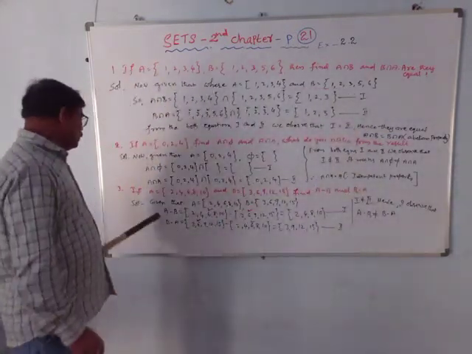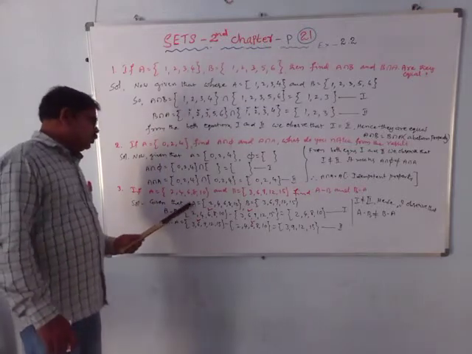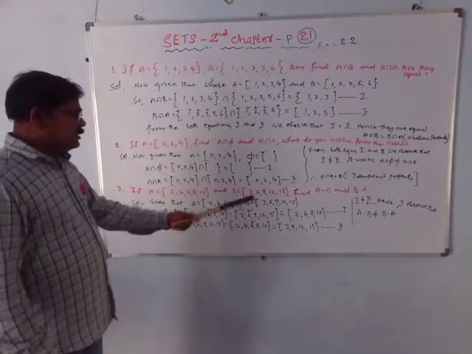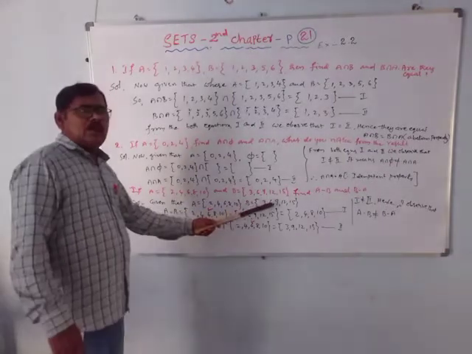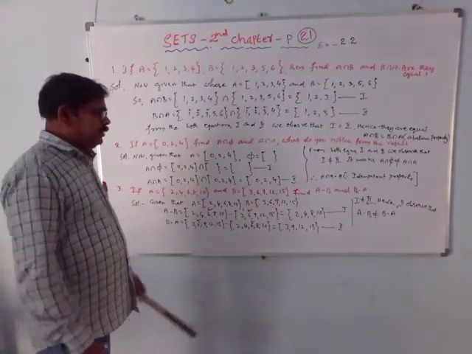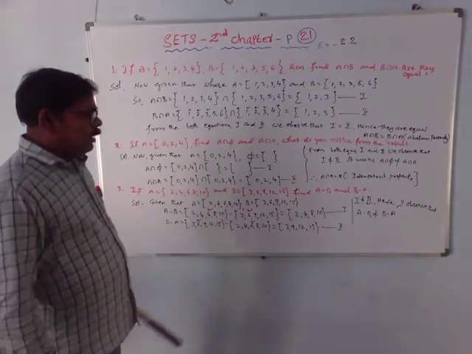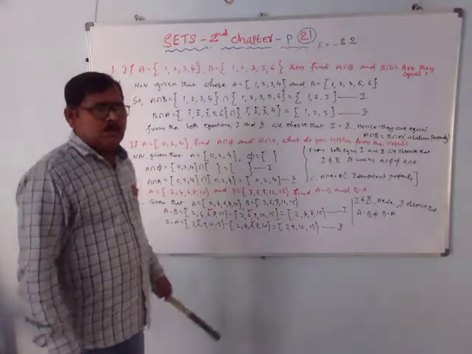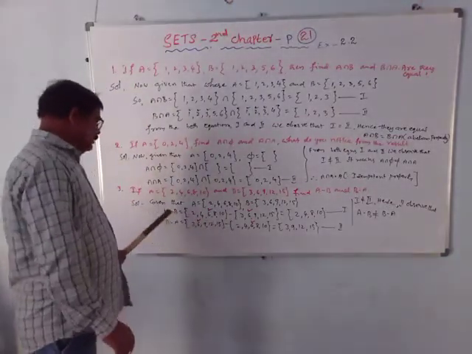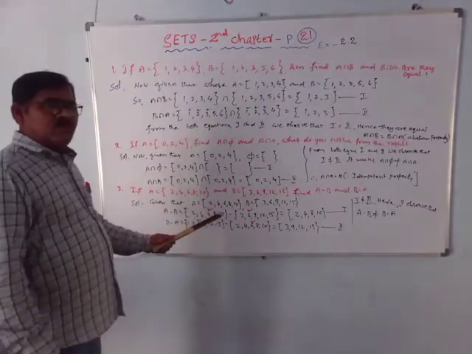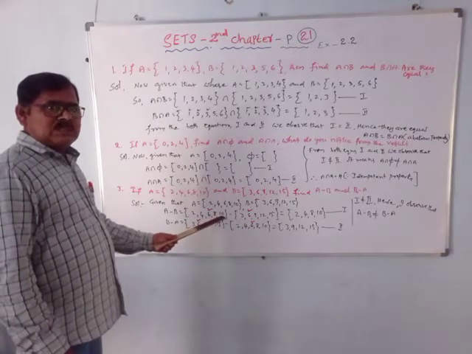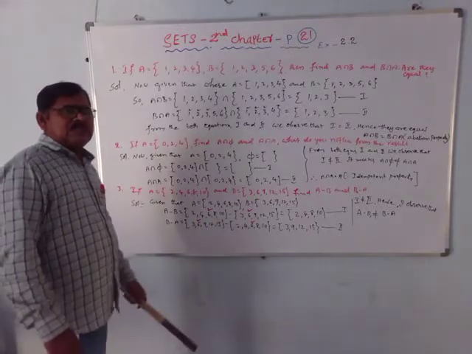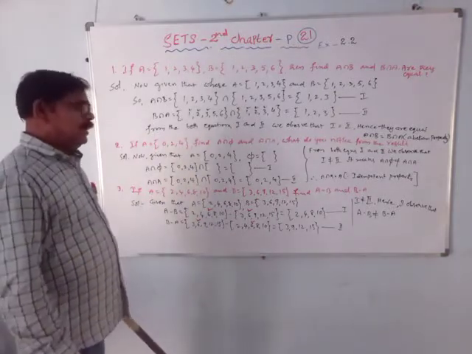Now the third question: if A is equal to the set {2, 4, 6, 8, 10} and B is equal to the set {3, 6, 9, 12, 15}. Here we are asked to find A minus B and B minus A. Here given that A is equal to {2, 4, 6, 8, 10}. B is equal to {3, 6, 9, 12, 15}.